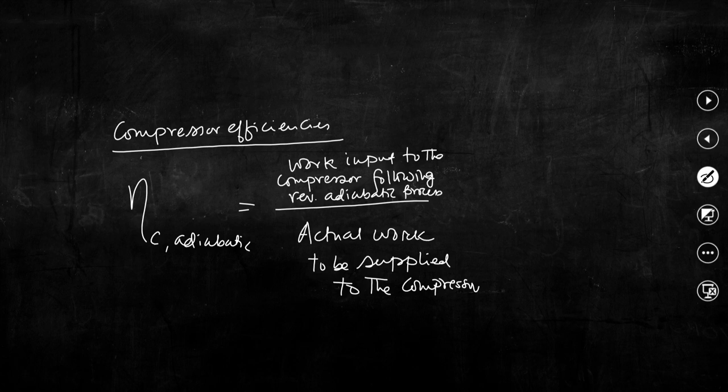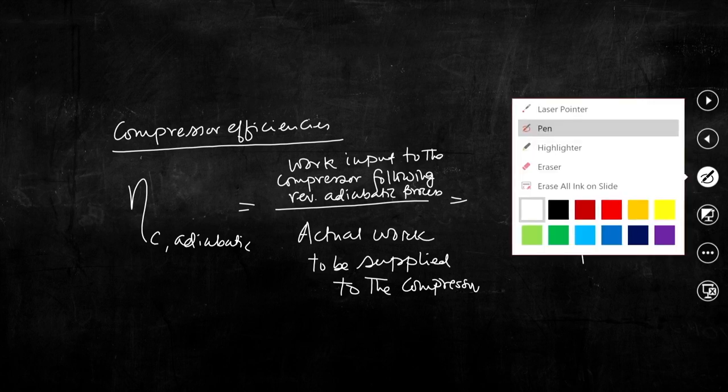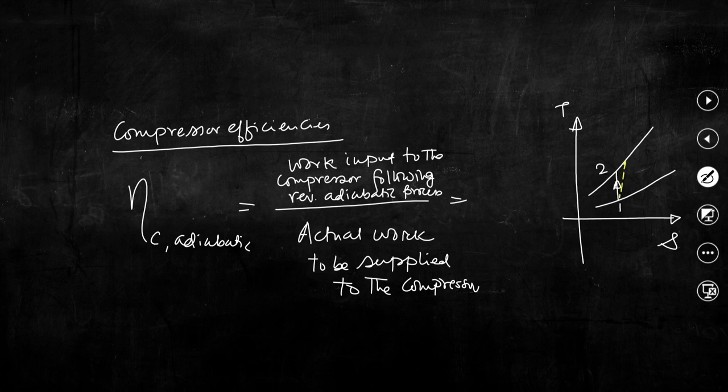So, if we try to recall the TS plane, these are the pressure limits, this is 1, this is 2, but in reality the actual process ends at 2, and this is 2s. So, if we write here, this is h2s minus h1 divided by w actual. That means, if we apply the steady flow energy equation across the compressor, then the work needed for the compression process is h2s minus h1 following the isentropic process. So, this is eta compression adiabatic.